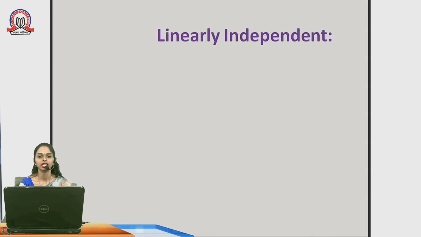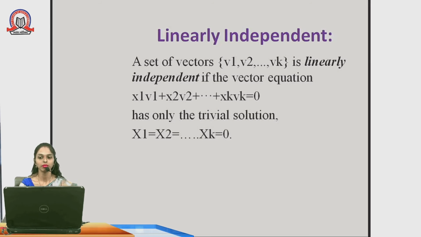Next we see the linearly independent definition. Now what is linearly independent? A set of vectors v1, v2, up to vk is linearly independent if the vector equation x1 v1 plus x2 v2 plus up to xk vk is equal to 0 has only the trivial solution. Trivial solution means all the x values, x1 up to xk, are equal to 0.